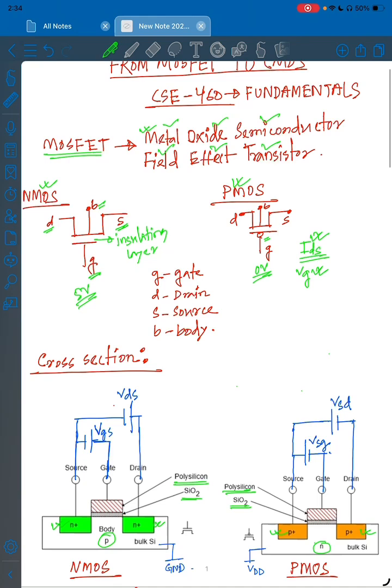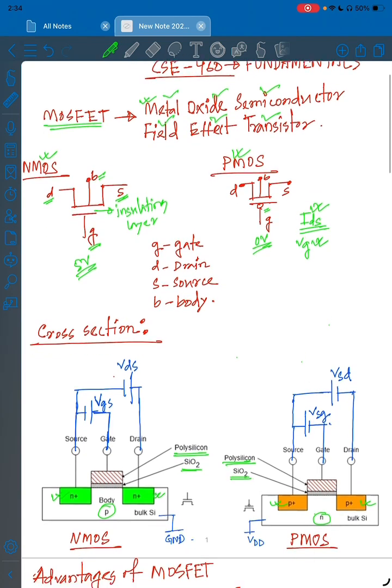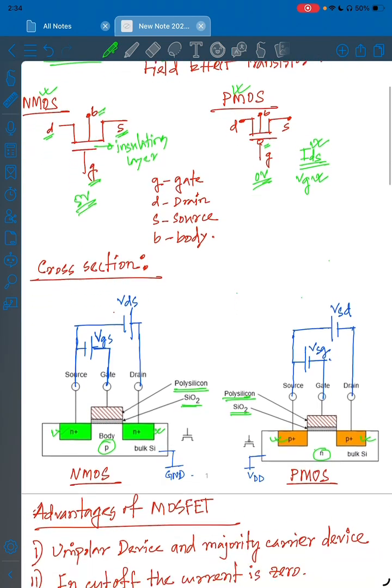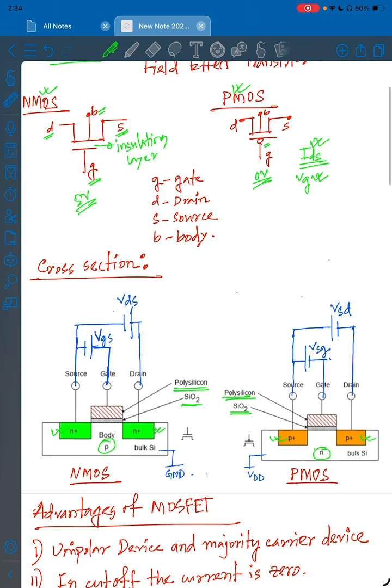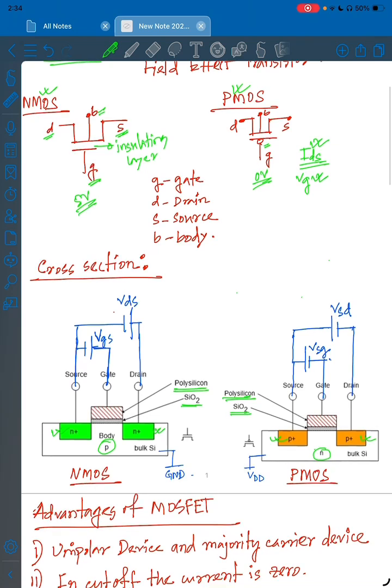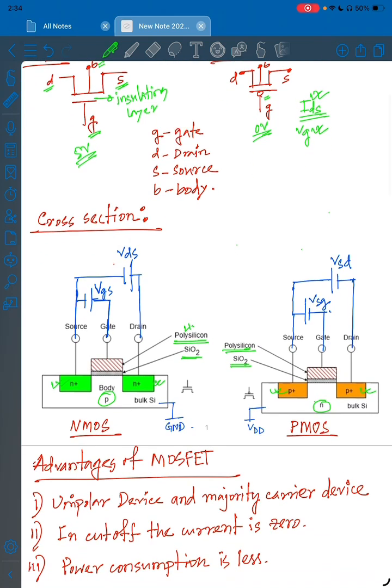Previously we said the metal was the gate, but actually in modern MOSFETs, the polysilicon gate is used because it is easier to fabricate and it can be easily doped. The drain and the source terminals are identical in the MOSFET. So how can we determine which is the drain terminal and which is the source terminal? Actually, it is determined by the voltage.